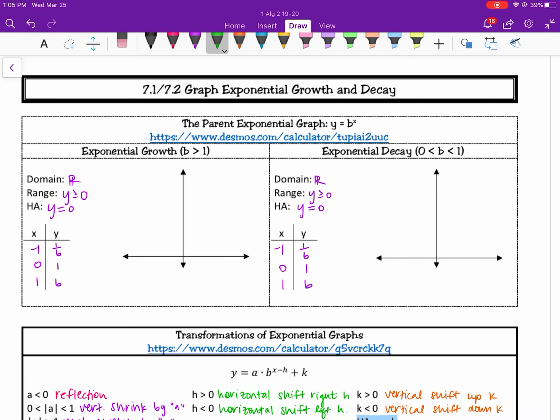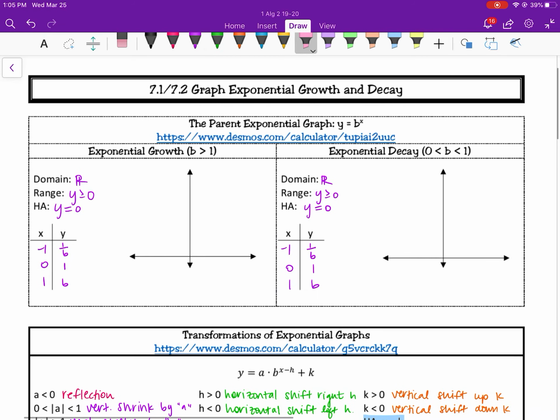So when we start off, we're going to start by graphing. And notice it's both growth and decay. Well, if you're growing, that means that you're getting bigger, right? When something is decaying, there's less of it. So when we graph our parent function, which is y equals b to the x, it could be either growth or decay, depending on whether it's getting bigger or smaller.